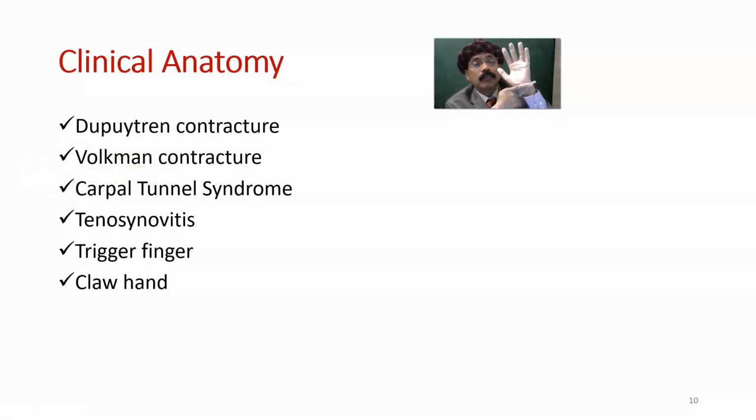Carpal tunnel syndrome: this is the flexor retinaculum. Under the flexor retinaculum, we have nine tendons: four flexor digitorum superficialis, four flexor digitorum profundus, one flexor pollicis longus, plus the median nerve, which will be compressed. When the median nerve is compressed, we get carpal tunnel syndrome.